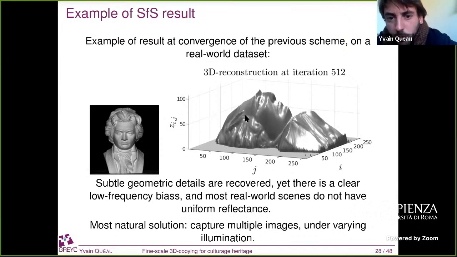And more importantly, this works because I assume that I know the reflectance of the scene, which is the case for Beethoven, because it's made of plaster, so I know that the reflectance is uniform. Now for Bayeux, we will have a problem because the color is changing spatially, so I cannot apply such methods directly. One way to solve this problem, both to compensate for the bias and to be able to cope with spatially varying reflectance, is to use not just one image, but a series of images captured from the same point of view, but under moving lighting. And this is called photometric stereo.